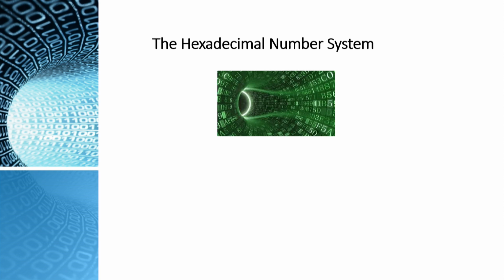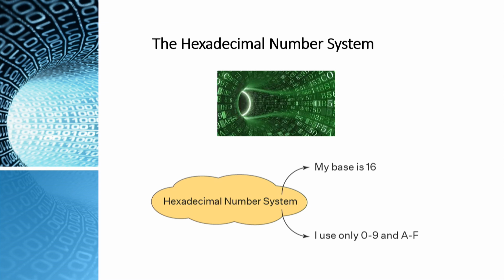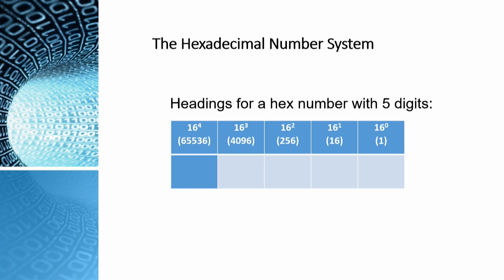The hexadecimal number system is a base 16 system and therefore has 16 digits: 0, 1, 2, 3, up to 9, then letters A, B, C, up to F. Using the same method as for denary and binary, this gives the headings 16 to the power of 0, 16 to the power of 1, 16 to the power of 2, 16 to the power of 3, and so on. A typical example of a hex number is 21F3A.